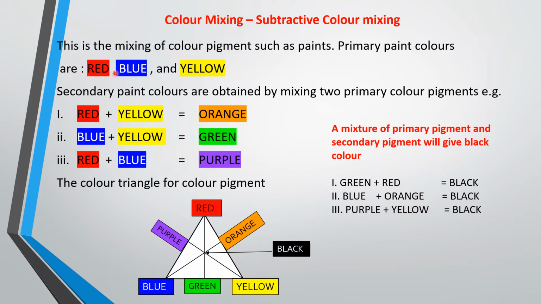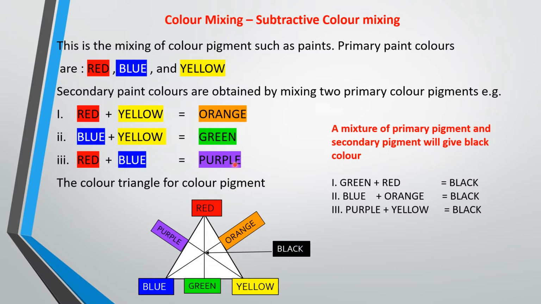So for paints, you have their primary colors. Primary colors for paint are red, blue, and yellow. For light, it is red, blue, and green. But for paint, it's red, blue, and yellow. The secondary color for paint is when you mix two primary pigments together. Like here, if you want to have an orange paint, you bring red, bring yellow, and mix them together, you have orange paint. You want to have a green paint, bring blue and yellow, you have a green paint.